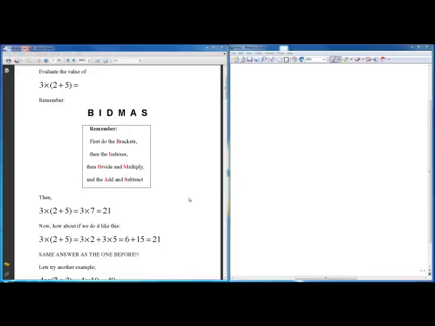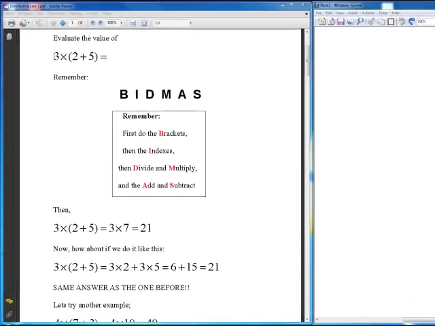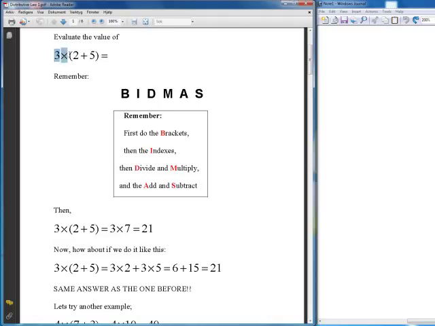Let's have a look at the distributive law. This is the material that we covered in class, so let's go through this example. 3 times, within brackets, 2 plus 5. When it says evaluate the value of some expression, it means calculate this. We want a number, the answer.